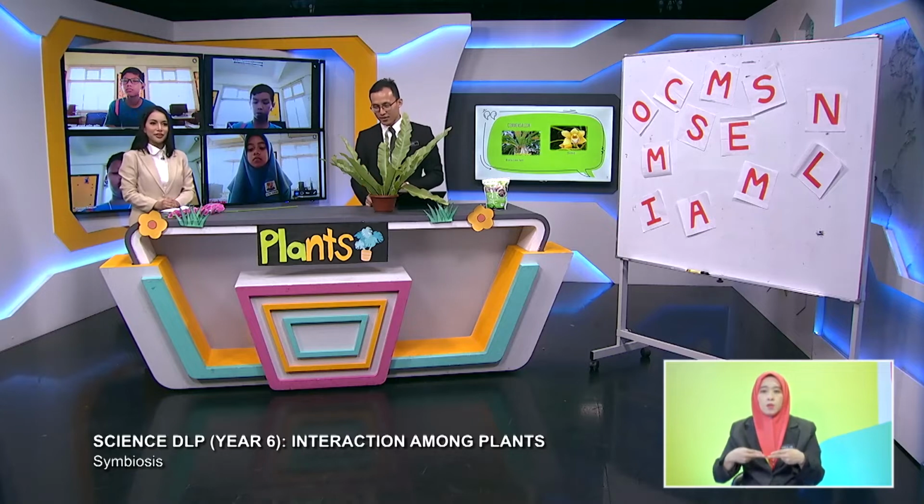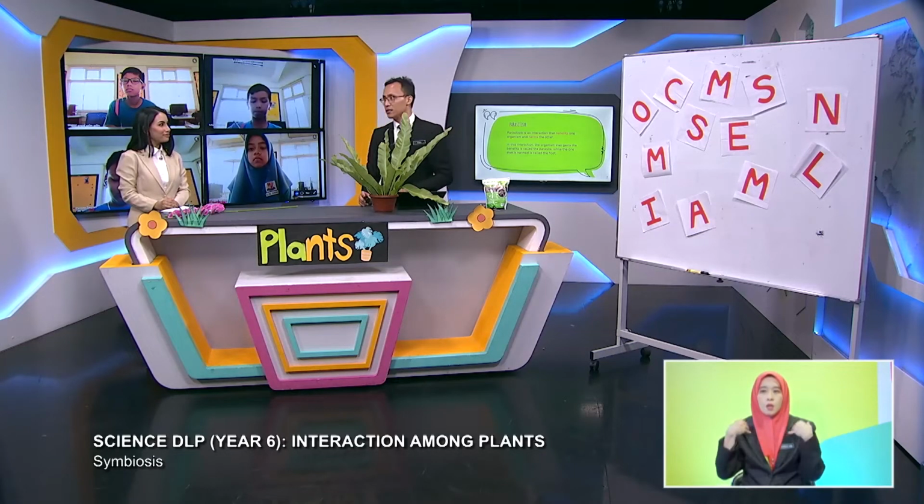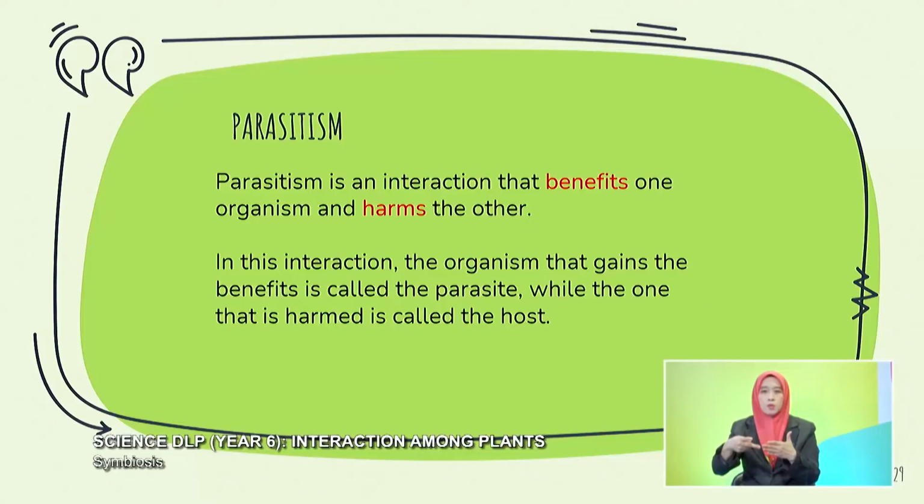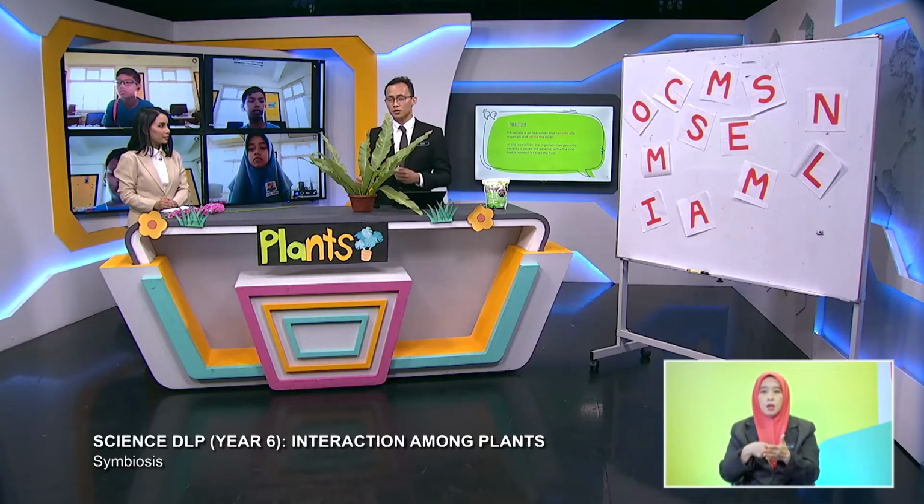All right, Mr. Q. Then there is one more relationship, which is called parasitism. From the definition, parasitism is an interaction that benefits one organism and harms the other. So in school I'll do this: thumbs up for the organism that benefits, and the other one will be thumbs down because it's being harmed. In this interaction, the organism that gains the benefit is called a parasite, while the one that is harmed is called the host.